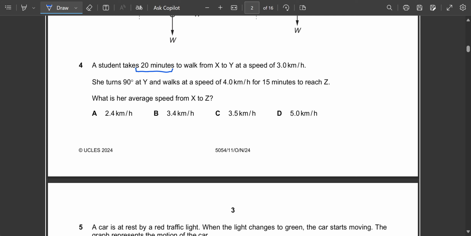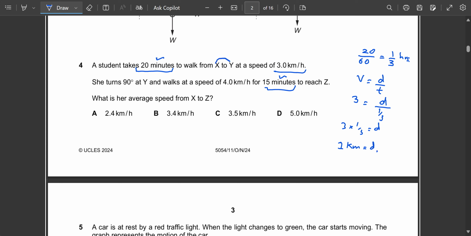Now this is 20 minutes. Speed is in kilometers per hour, so it should be converted into hours. This 15 minutes should also be converted into hours. So let's convert 20 minutes into hours. We'll divide by 60, so that will be 1 by 3 hours. Now we will use v equals d over t. Our speed is given, 3. Distance we need to find out. Time is 1 by 3. This 1 by 3 multiplies with this 3 and you get 1. So it is 1 kilometer from X to Y.